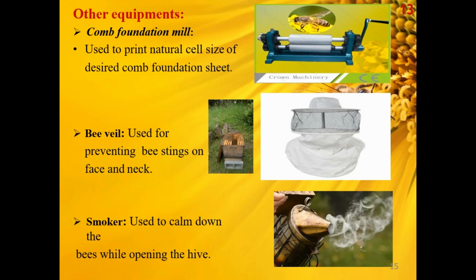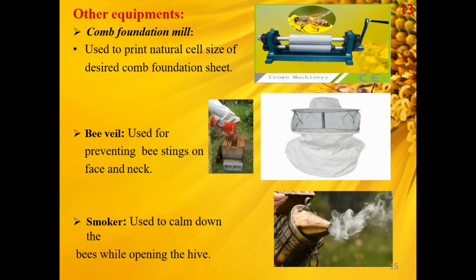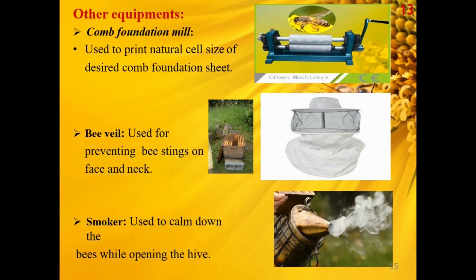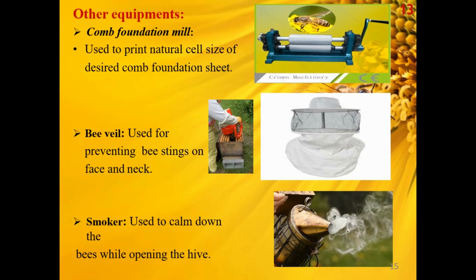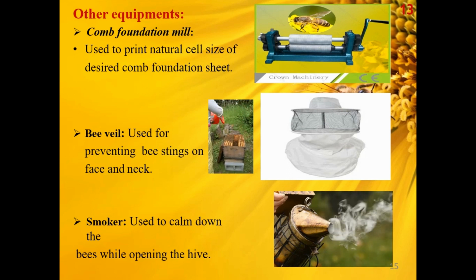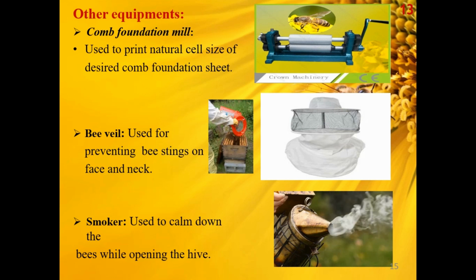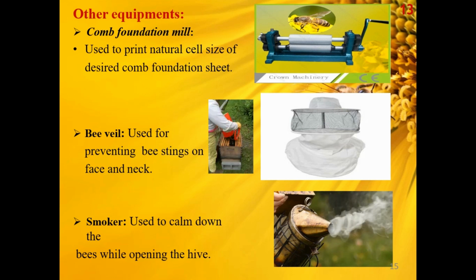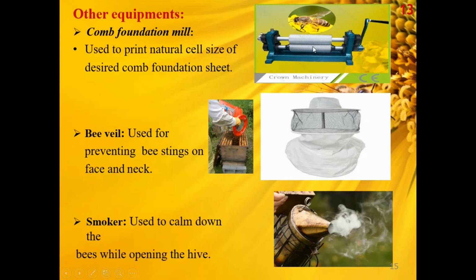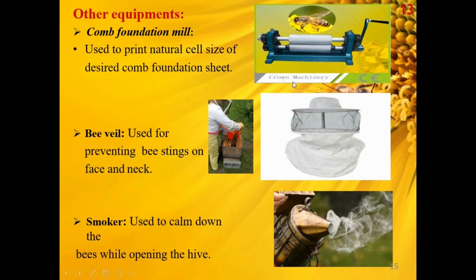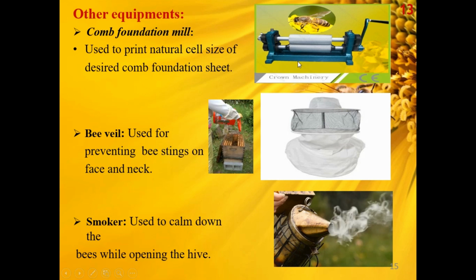Some equipment is needed to collect more bees and make honey. Now I'm showing you this kind of equipment. This one is the comb foundation mill. With the comb foundation mill, they form the comb for the honey.